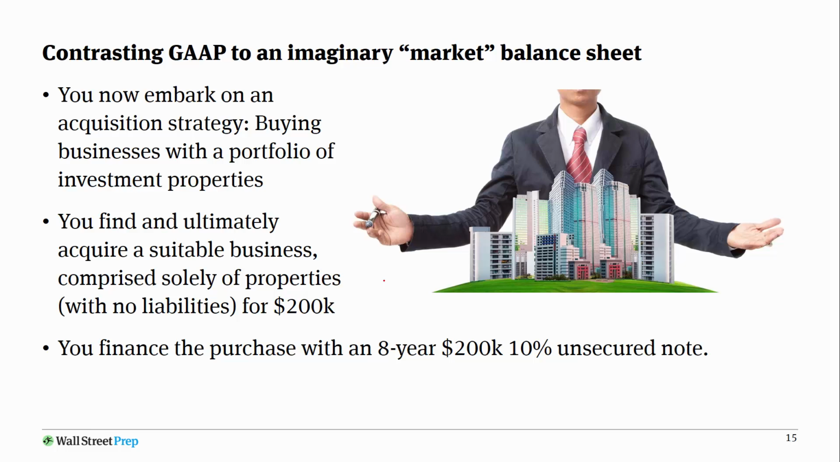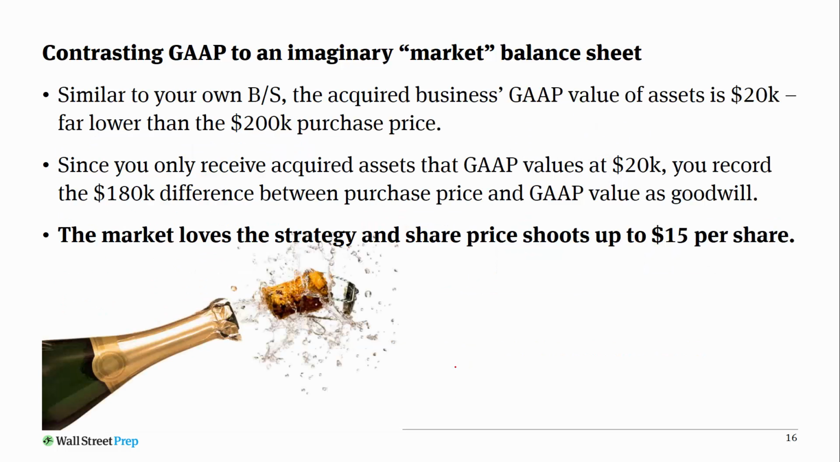Let's assume for simplicity there are no liabilities sitting on the balance sheet of the company that you're acquiring, and you buy this company for $200,000. Now, you finance the purchase of this with an 8-year, $200,000, 10%, in this case, unsecured note. Okay? So let's keep that in the back of our minds.